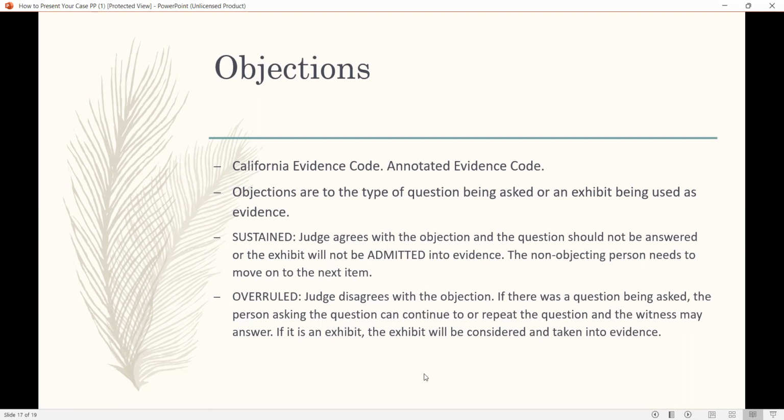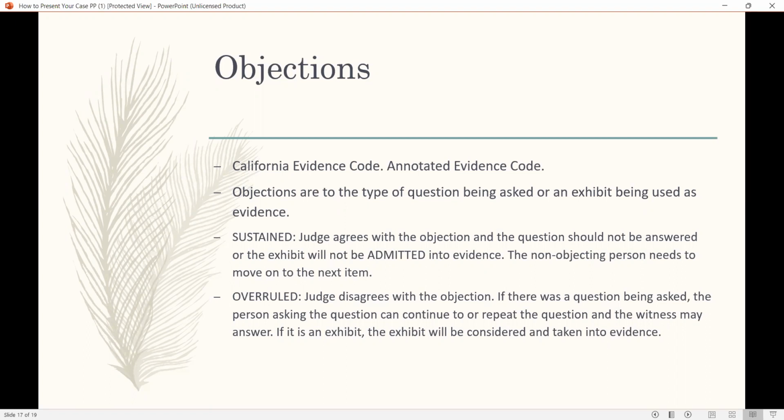When it comes to objecting to the type of question being asked, for example, a question about what someone else told the witness, well, that question is asking for evidence of what someone else said and could be hearsay. So a good objection might be: objection, hearsay.